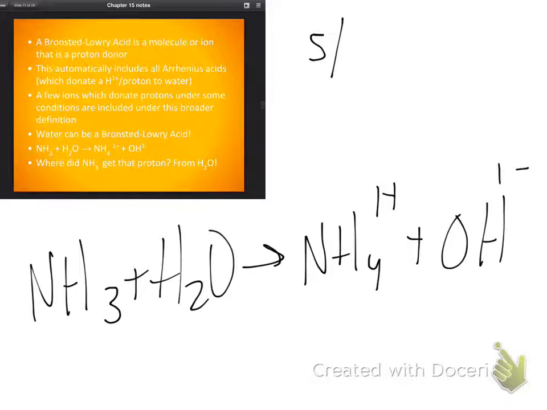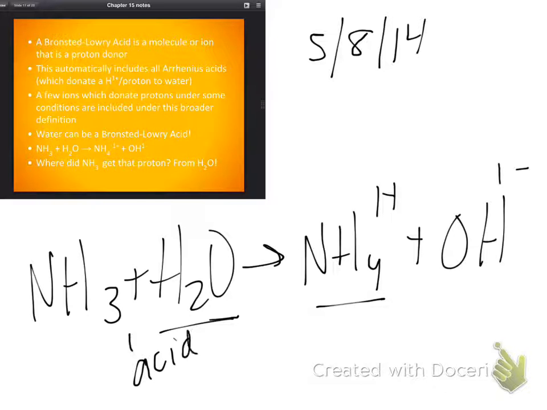Okay, so this is 5, 8, 14. We had talked about Bronsted-Lowry acid. Remember, we had practiced: who here gave up a proton? The H2O gave a proton to the ammonia, making it an ammonium ion. So H2O then is the what? It's the acid. So weird. Bl acid, H2O.